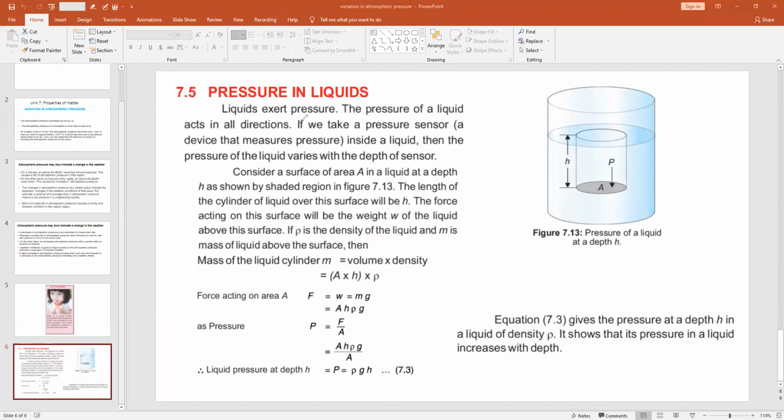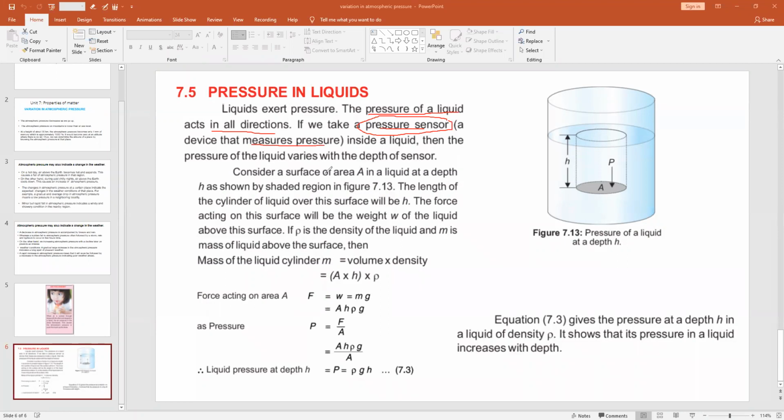Liquid exerts pressure. The pressure of a liquid acts in all directions. Like atmospheric pressure, which also exerts in all directions, the pressure of a liquid also acts in all directions. If you take a pressure sensor that measures the pressure inside a liquid, then the pressure of a liquid varies with the depth of the sensor. So the device to measure the pressure in a liquid is known as a pressure sensor.